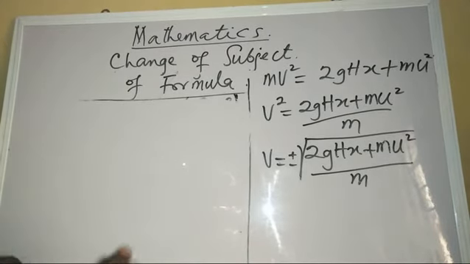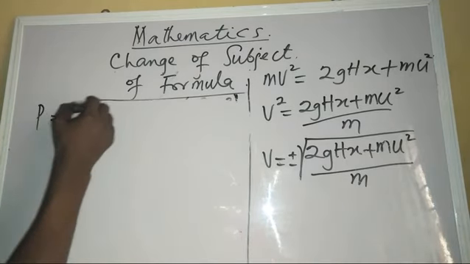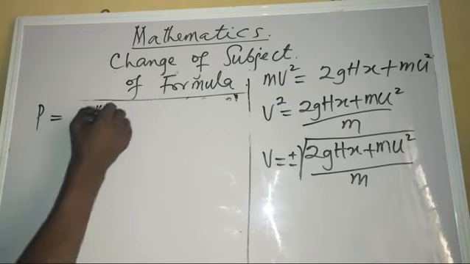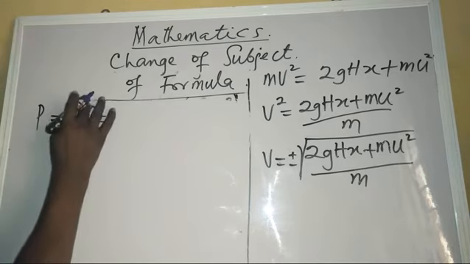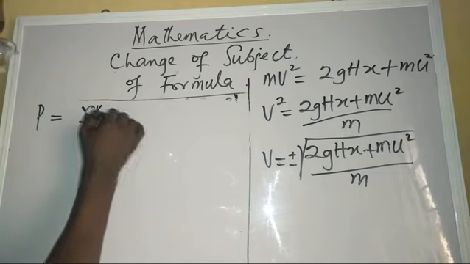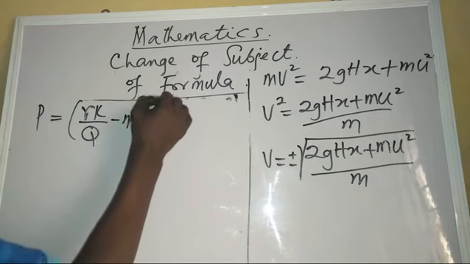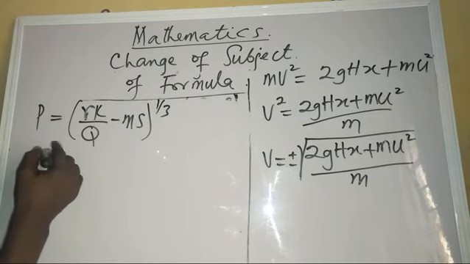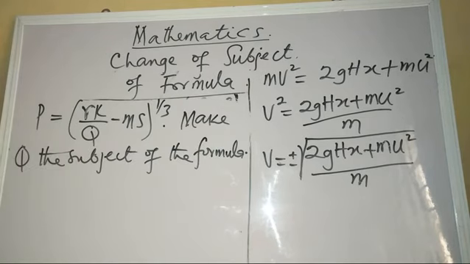We have P is equal to Rk over Q minus ms, all raised to power 1 over 3. So in this case, we have to make Q the subject of the formula. What do we need here?